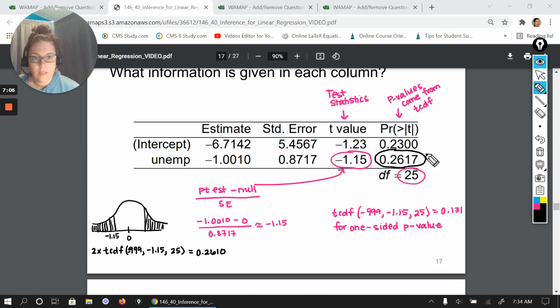Our answer is a little different than theirs, and that's just due to more rounding, since we rounded negative 1.15 as our test statistic. They also rounded it that way, but when they did their calculation for the p-value, they did not use the rounded version of the t-value. We did, and that's why our answer is a little bit different than their answer.